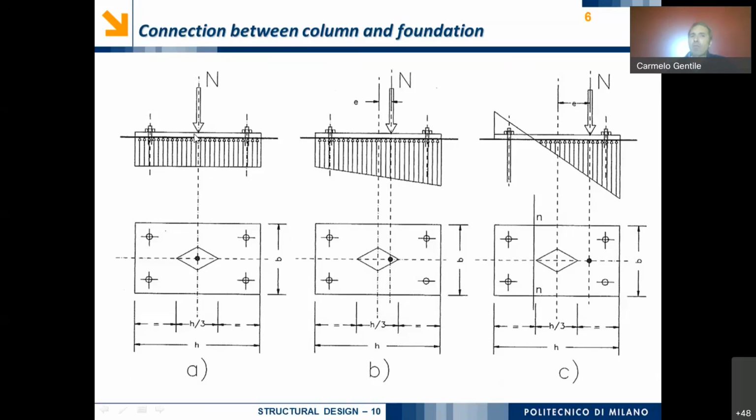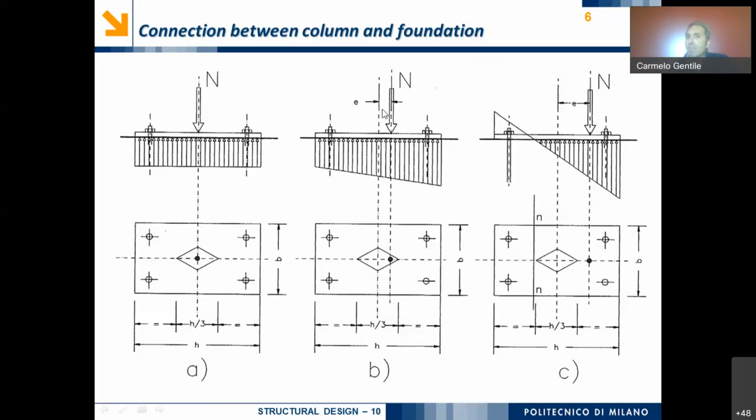So if the axial force is centered, we have a uniform distribution of pressures on the concrete block. Of course, the contact stress, the uniform distribution of pressures, is easily evaluated because it is simply equal to the ratio between the acting force N and the area of the contact surface.